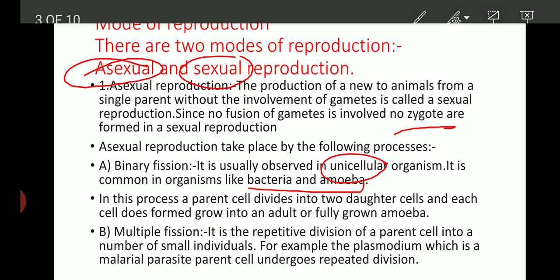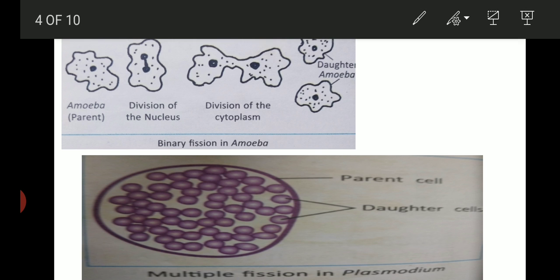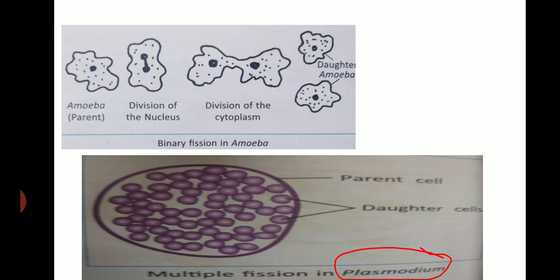The second one is multiple fission. This is the multiple fission in Plasmodium, a malarial parasite. It is the repeated division of the parent cell into a number of small individuals. For example, in Plasmodium, which is a malarial parasite, the parent cell undergoes repeated division and forms a number of copies of the cell.